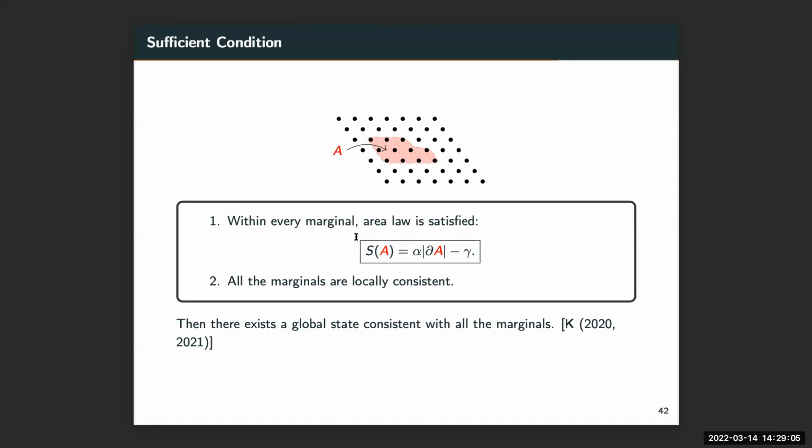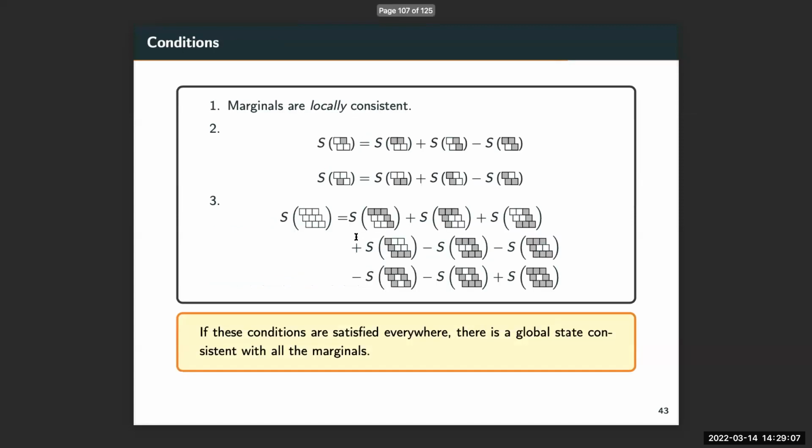More concretely, what I mean is that if you divide up your system into, say, a lattice of this form, and if you consider reduced density matrices over 3x3 subsystems, and compute these entanglement entropies, and if they satisfy this constraint, then we're good.